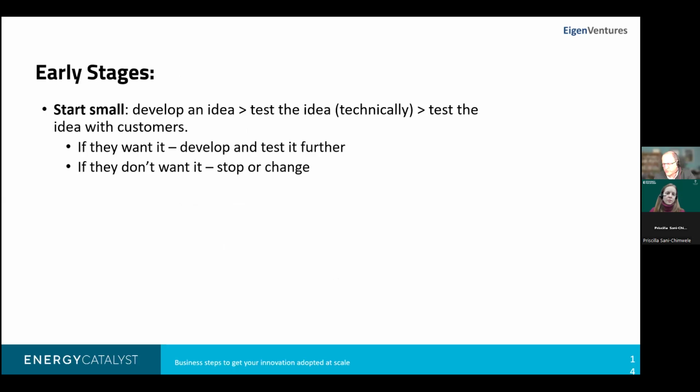In the very, very early stages, start small. Most of you are students at the university, so you don't have a lot of cash or even time, perhaps. So start as small as you need to, develop the idea, test the idea, technically and with customers. Critically, if the customers want it, develop it, test it further, take it forward. If they're telling you early on that they don't want it, or they want it differently, stop or change. Don't waste your time on something that the customer doesn't want.